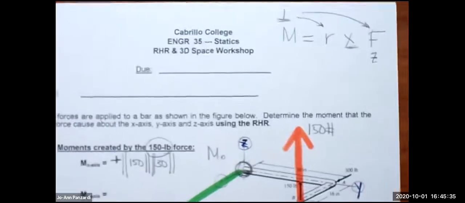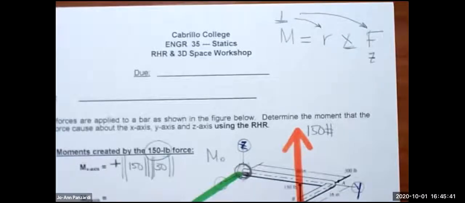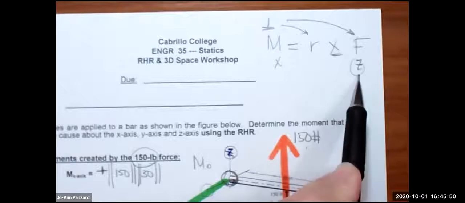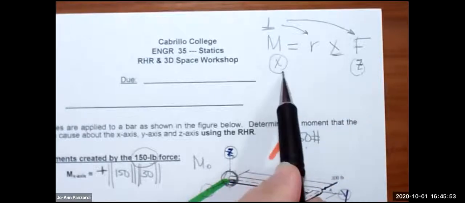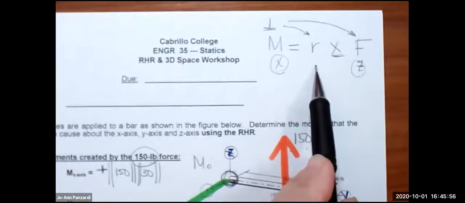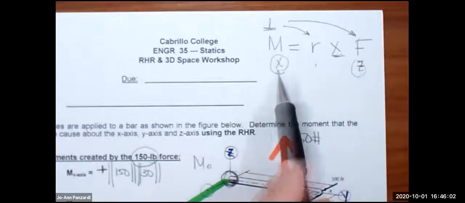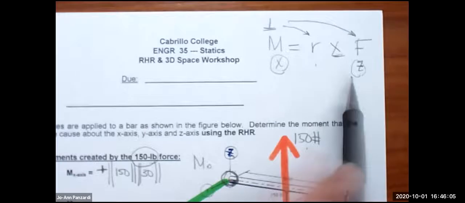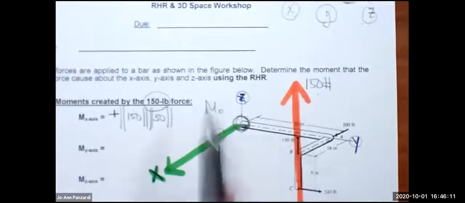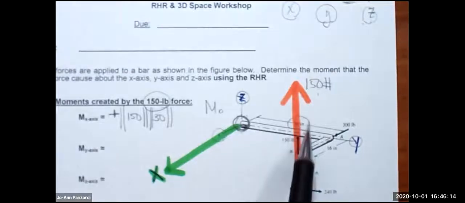Jason Lee, what line am I trying to find a moment about? What axis? X-axis. So the 150-pound force is in the z-axis. The moment I'm trying to find is about the x-axis. So where is the perpendicular distance going to be, Jordan? If we're looking at a force in the Z and the moment is about the X, what is perpendicular to the X and the Z? The Y-axis. So therefore, what Isaac said, the perpendicular distance is 30 from the 150 to the X. Inches.